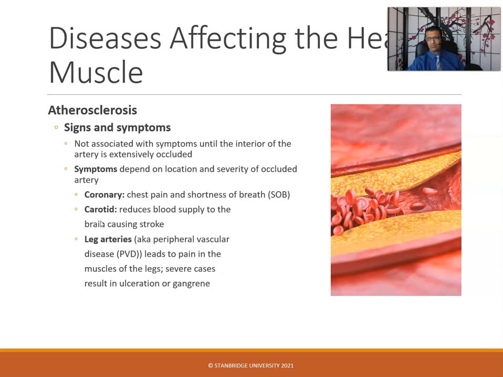So make sure you know the difference between a stroke and a heart attack. A heart attack would be blockage of blood supply to the heart, and a stroke would be blockage of blood supply to the brain. Leg arteries, aka peripheral vascular disease, PVD, lead to pain in the muscles of the legs, severe cases resulting in ulceration or gangrene. Had a patient that had gangrene. It's not a pretty sight, I'll tell you that.